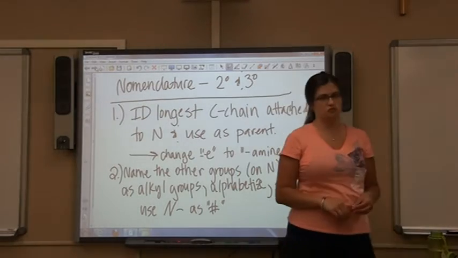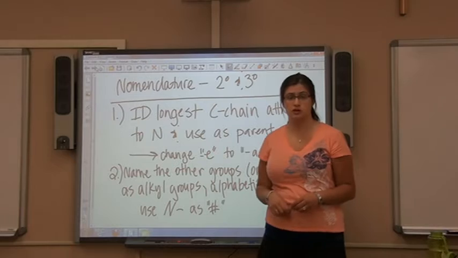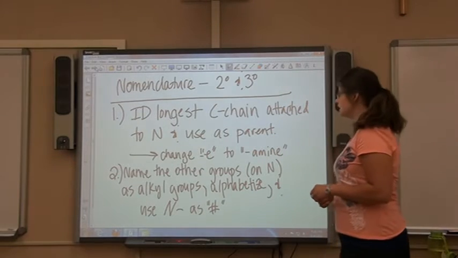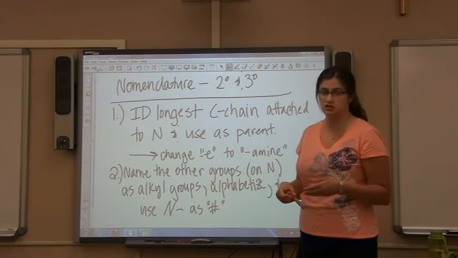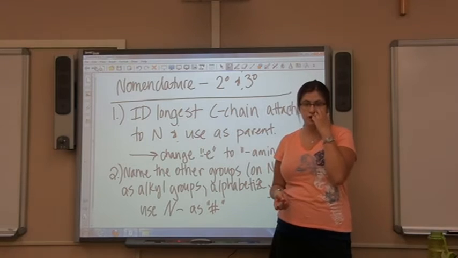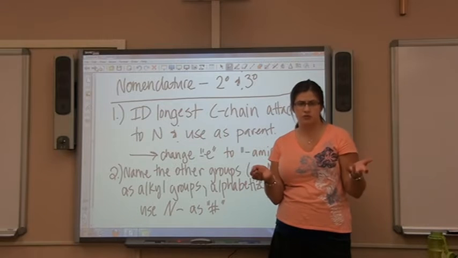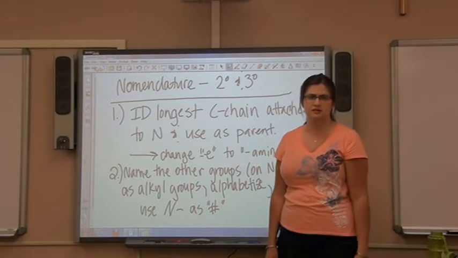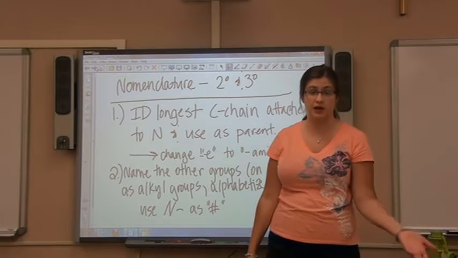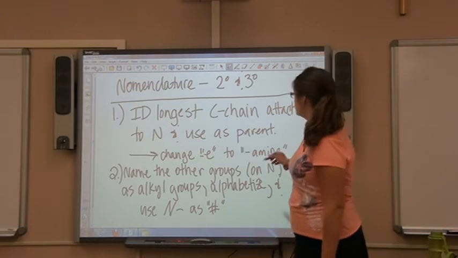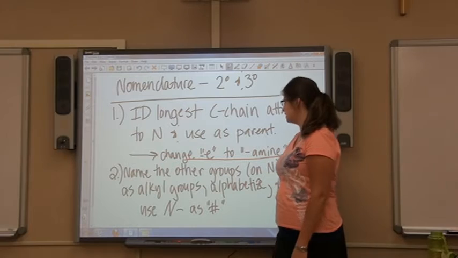Okay, so let's talk about nomenclature for secondary and tertiary amines. Here we have to find the longest carbon chain that's attached to the nitrogen. You have to pick one of the two or three substituents on your nitrogen, those R groups, and just pick whichever one is longer. So basically the more complicated one is what gets the parent name. And you do the same thing to the ending that you did before, change that E to amine.